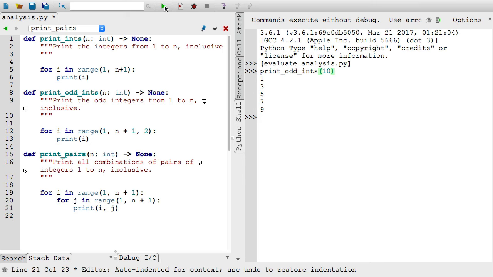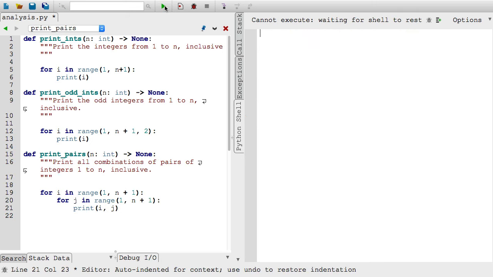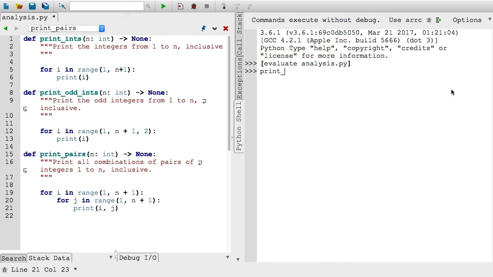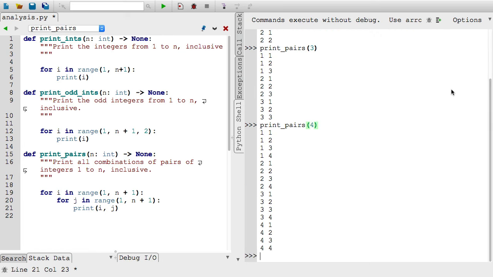Next up, we'll analyze function print_pairs. It prints all combinations of pairs of integers from 1 to n inclusive. We're going to start by calling this function a couple of times. First, we'll call print_pairs with an argument 2. In that case, 4 pairs are printed. We'll call it again with the argument 3. In this case, we've got 9 pairs being printed. Now with the argument 4, there are 16 pairs printed. Do you see a pattern? For the argument n, the print function is called n² times.